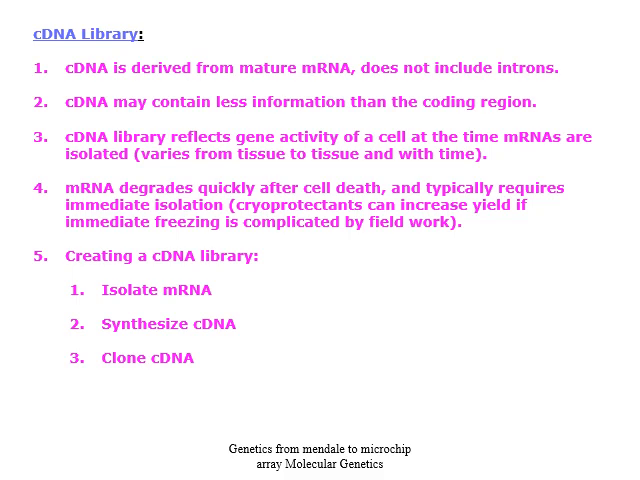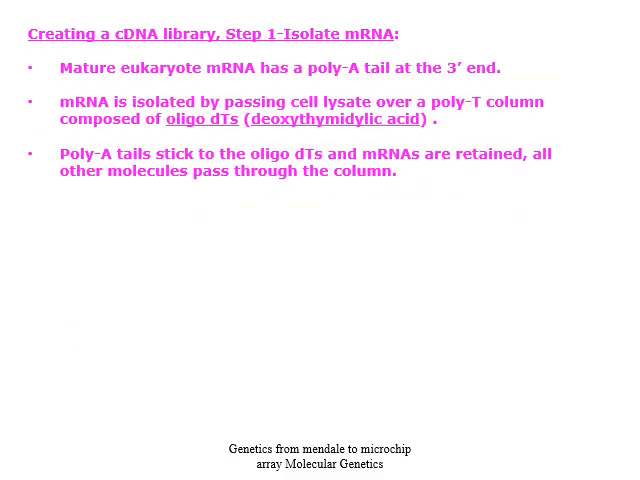Creating a complementary DNA library: isolate messenger RNA, synthesize complementary DNA, clone complementary DNA. Step one is to isolate messenger RNA. Mature eukaryotic messenger RNA has a poly A tail. Messenger RNA is isolated by passing cell lysate over a poly T column composed of oligonucleotides of deoxythymidylic acid. The poly A tails stick to the oligo-dTs and messenger RNAs are retained. All other molecules pass through the column.